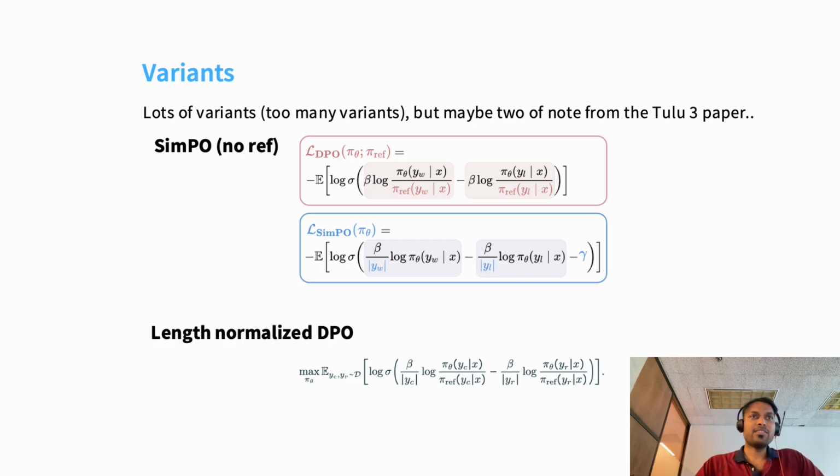There were other variations like length normalized DPO as well. They did not remove the reference policy, but they still apply normalization, called length normalized DPO. And most of these methods did work quite well.